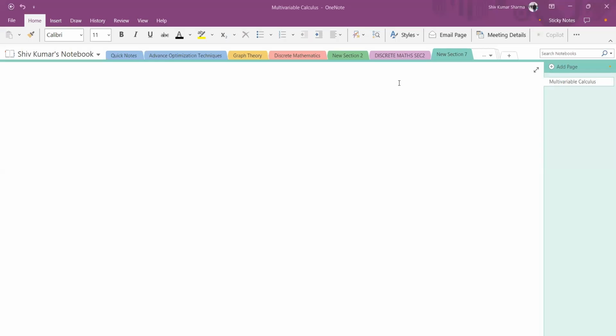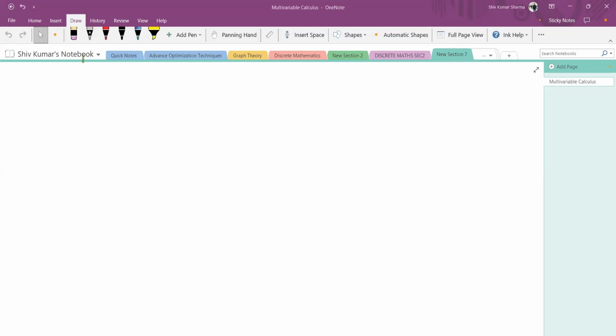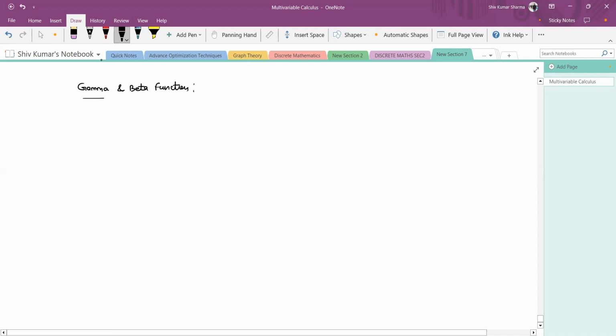Today we will discuss the gamma and beta function. So we start a new topic, gamma and beta function. First we take the definition of gamma function. We start with the gamma function.